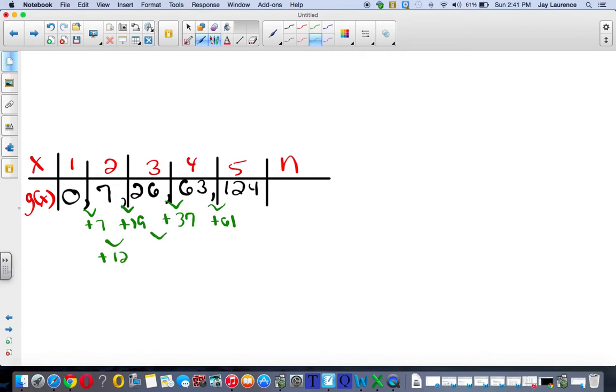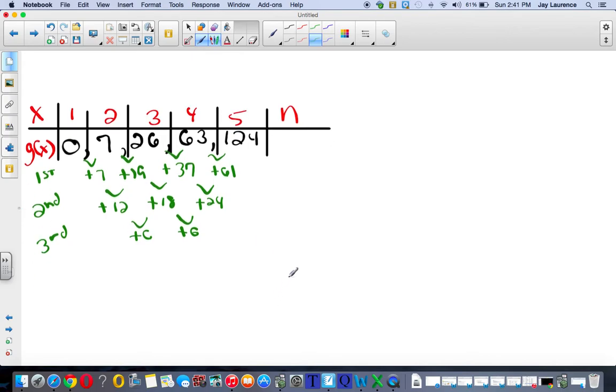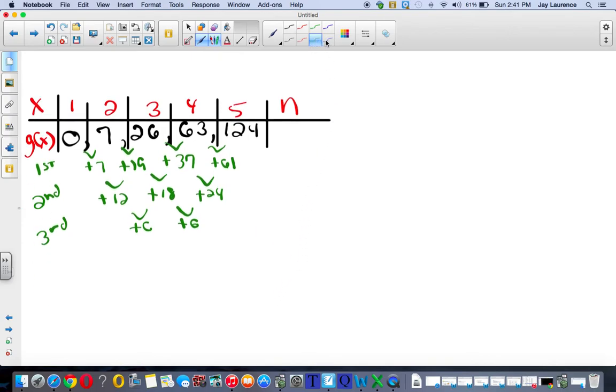Plus 12, plus 18, plus 24. Huh, this was the first line. The second differences don't match. Let's go down to the third differences. Oh, plus 6 and plus 6. Those do match. Since the third differences match, did you know it was going to be n cubed? Yeah, it's going to be n cubed.